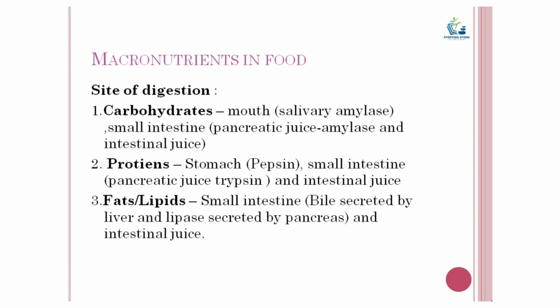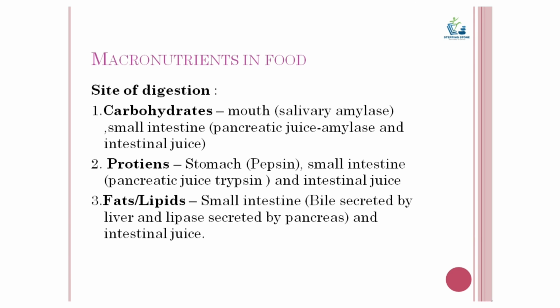Now, you have already learned in your lower classes that food consists of macronutrients and micronutrients. The macronutrients present in food are carbohydrates, proteins, fats or lipids. A while ago we discussed the digestion process in our body, and we have seen the sites of digestion of carbohydrates, proteins, fats and lipids. Again we are going to have an overview of the site of digestion of the macronutrients, because you will get a number of small objective type questions based on this.